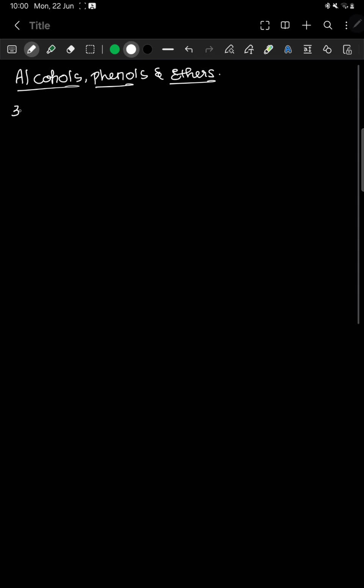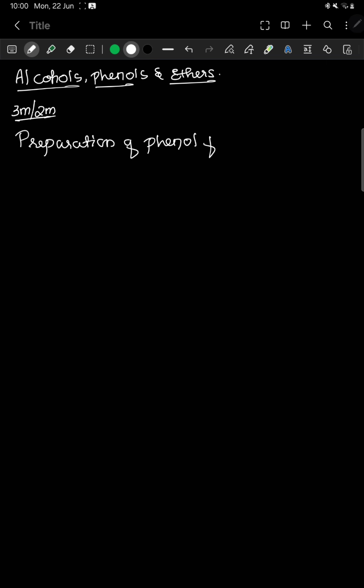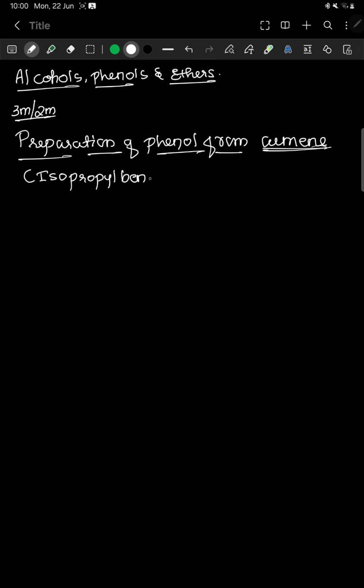So today we are discussing another important 3 or 2 mark question, that is preparation of phenol from cumene. Cumene is also called isopropyl benzene. This is very important. I think this question has appeared many times in the boards for 2 or 3 marks, the preparation of phenol from cumene. So let us begin.